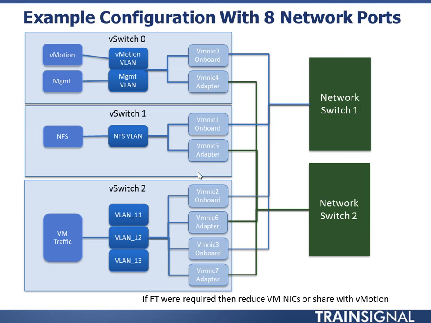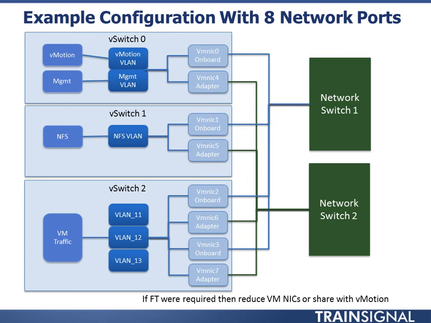NFS, we want to make sure and dedicate that for dedicated NICs. Now, we can't load balance NFS, but I at least want them to be redundant in case one goes down. And again, one is onboard, one is the adapter, switch 1, switch 2. And then VM traffic, we just spread across 4, 2 to 1, 2 to the other, onboard, and the adapter.